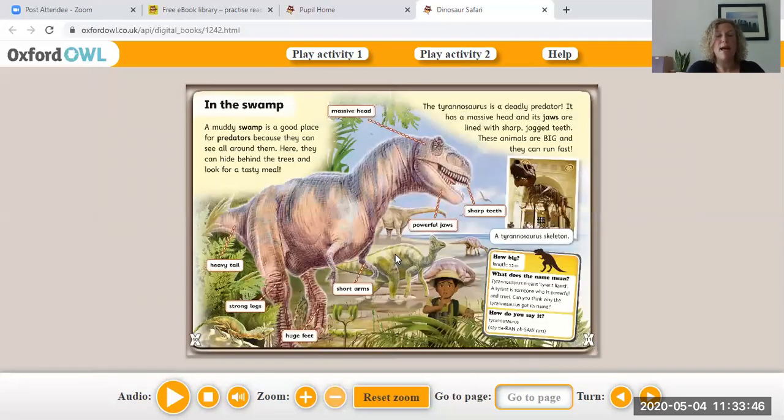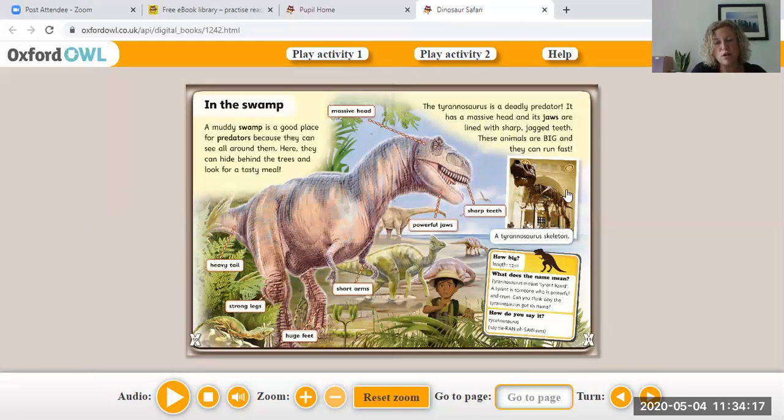In the swamp. A muddy swamp is a good place for predators because they can see all around them. Here they can hide behind the trees and look for a tasty meal. Lots of labels here. Heavy tail, strong legs, huge feet, short arms, powerful jaw, sharp teeth, massive head. The Tyrannosaurus is a deadly predator. It has a massive head and its jaws are lined with sharp, jagged teeth. These animals are big and they can run fast.